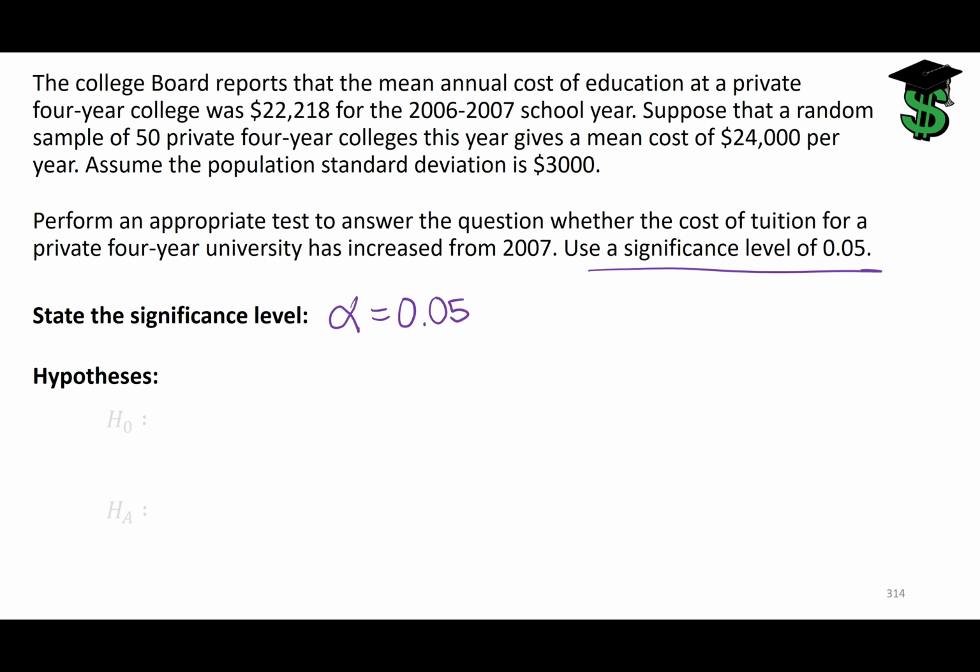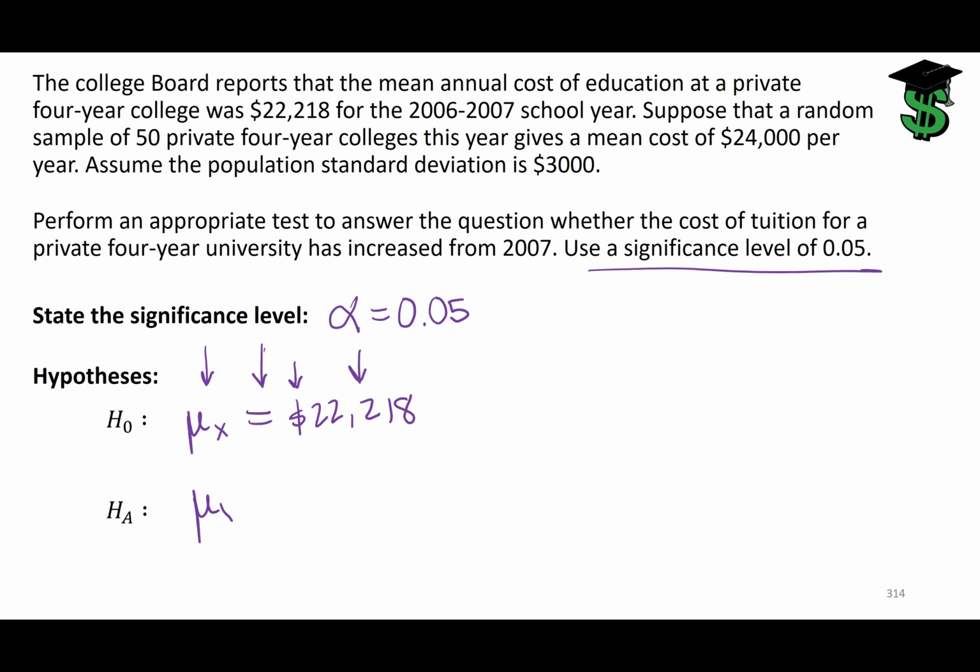So my hypotheses: H naught and H alternative. H naught: mu X is equal to the claimed amount, $22,218. You should always have your parameter of interest. In your null hypothesis, you should always have an equal sign, and then your claimed amount with units. It's very important, we'll look for all of those things.